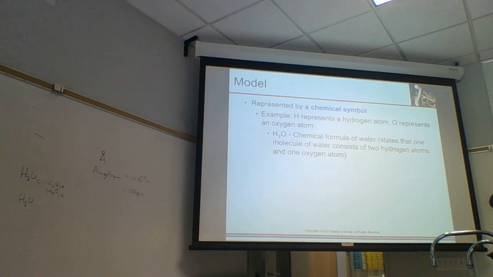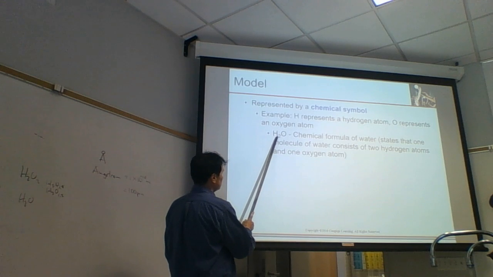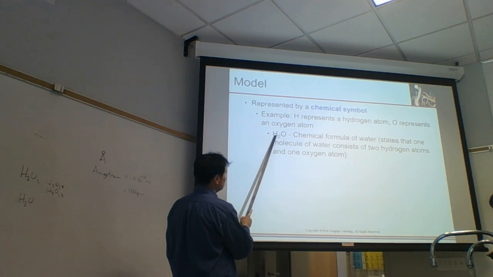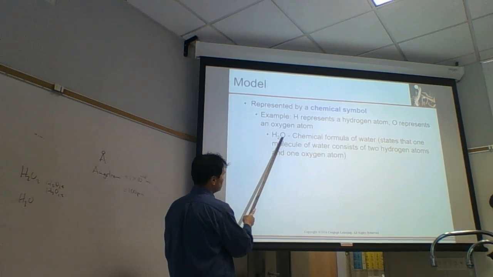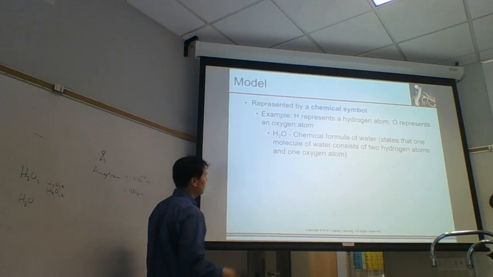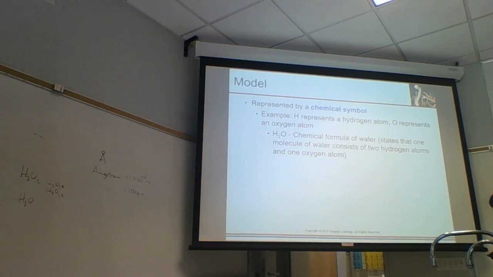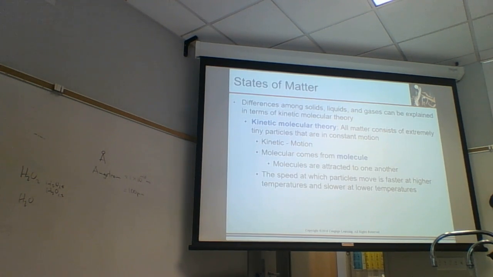So we have different ways we could represent molecules. Here, this is a formula. A formula is a symbolic representation. Hydrogen has the symbol H. Oxygen has the symbol O. So we have two hydrogens for every oxygen. In other words, two hydrogen atoms for every one oxygen atom. The symbolic representation is called a formula. So it's the formula for H2O. We don't call it a chemical symbol, we call it a formula.